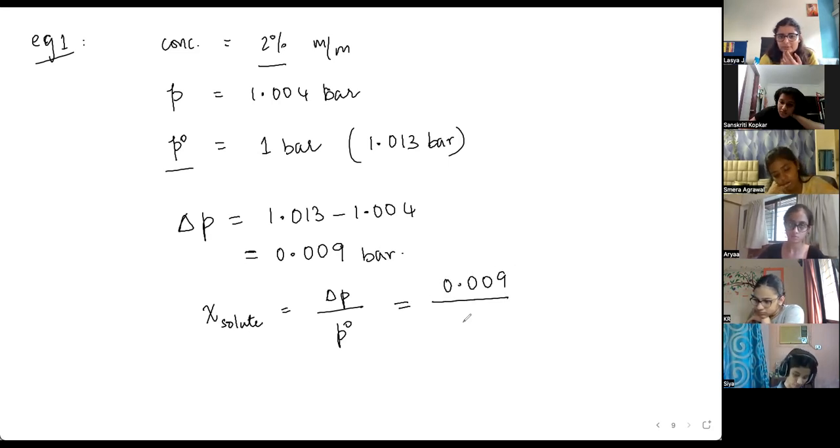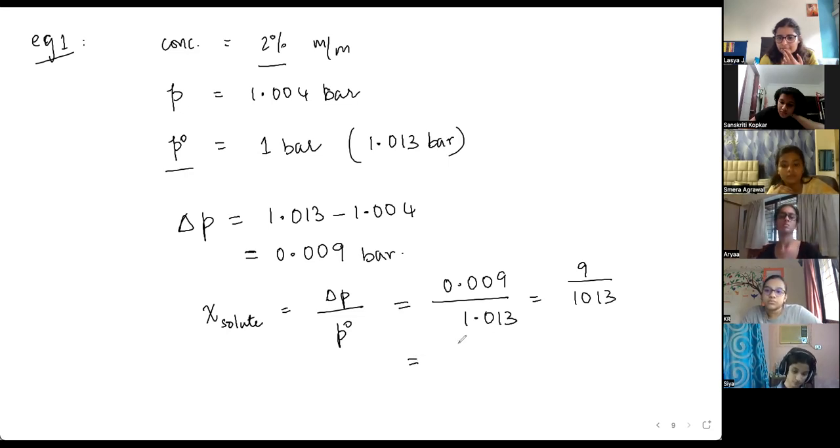So that is equal to how much? 0.009 upon 1.013, 9 by 1013. How much is it coming? 0.008. Okay, so this is the mole fraction of the solute.